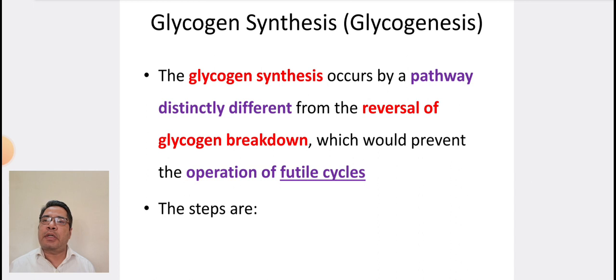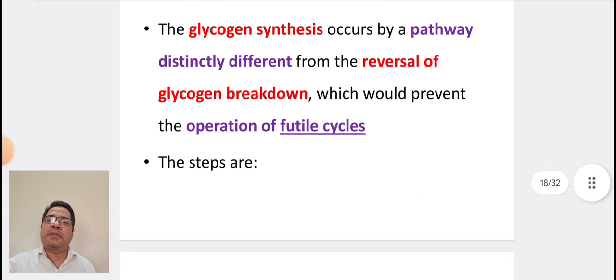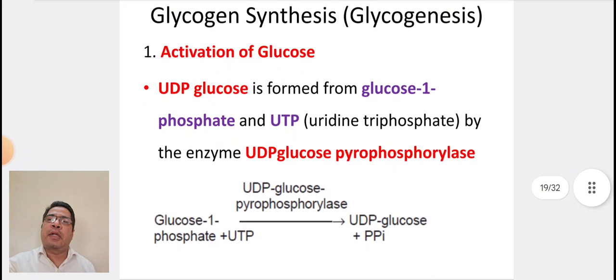Coming to the next point, glycogen synthesis. Glycogen synthesis occurs by a pathway distinctly different from the reversal of glycogen breakdown, which would prevent the operation of futile cycles. The steps are: first, activation of glucose.